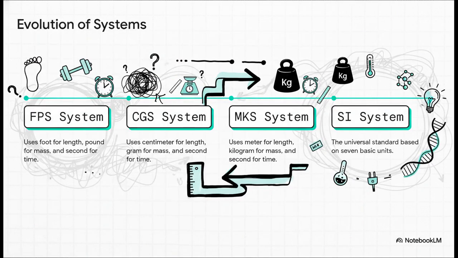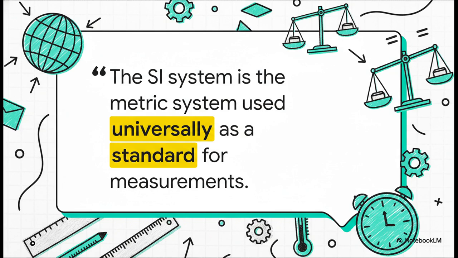You know, it wasn't always this straightforward. For a long time, things were kinda messy. Different places used different systems. You had the FPS system with its feet and pounds, the CGS system with centimeters and grams. For science to really work on a global scale, everyone needed to get on the same page. And thankfully, that's exactly what happened.